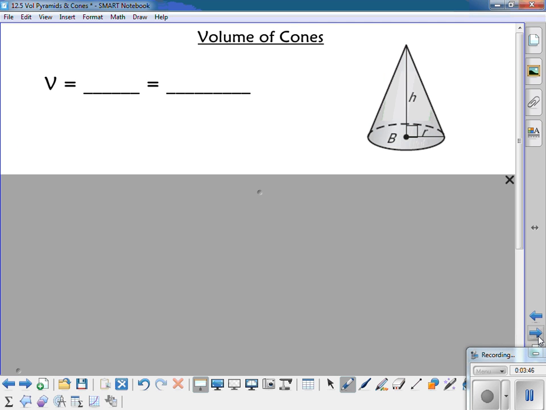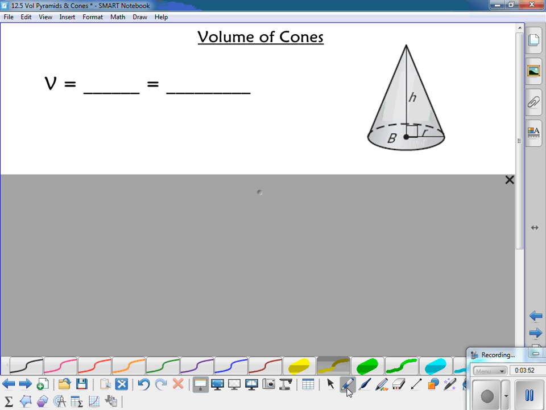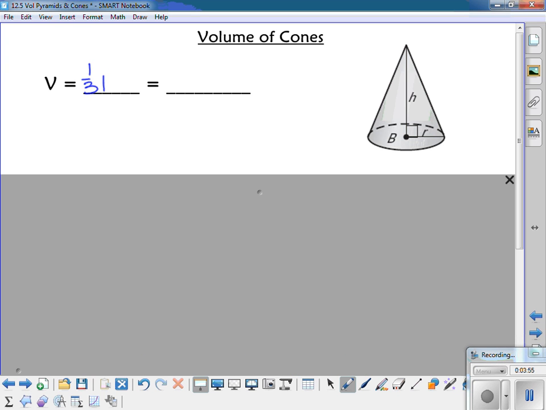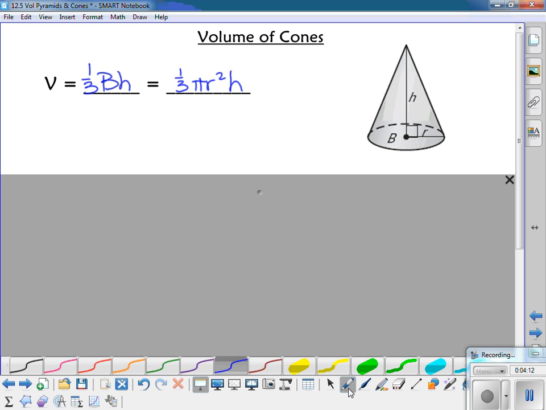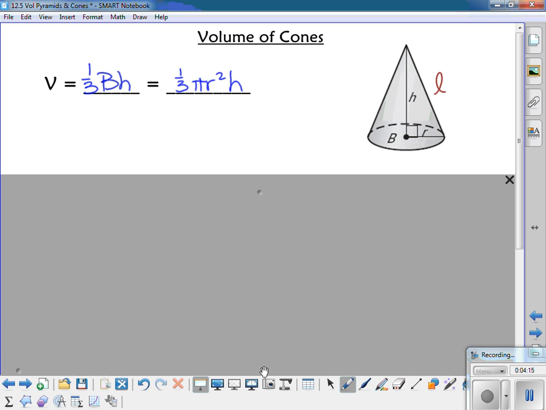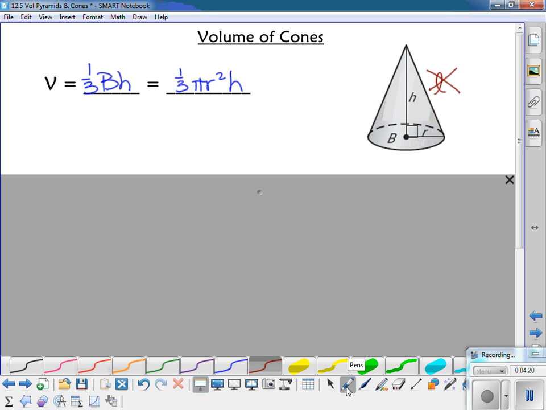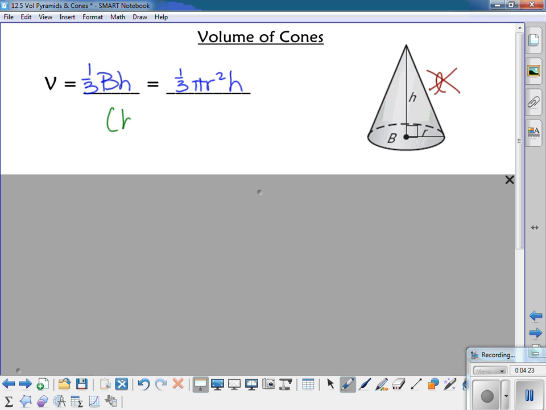When we're looking at cones, it's also 1/3 the area of the base times the height. And in this case, the base is a circle, so it's pi r squared, and then times the height. Now notice I actually want the height, again, that's perpendicular from the vertex to the base. I am not looking for the slant height. Okay? Don't care about the slant height for volume. So let's just make a note here, though. Again, the height is perpendicular to the base.